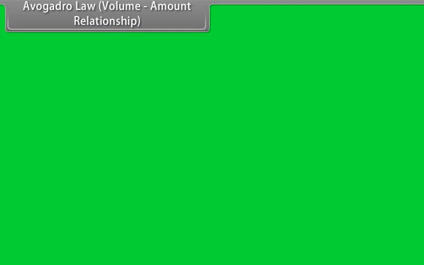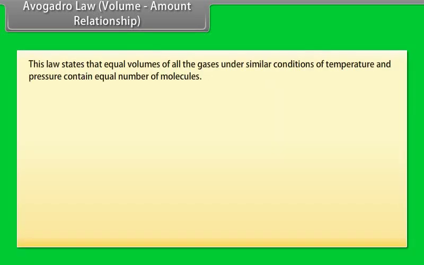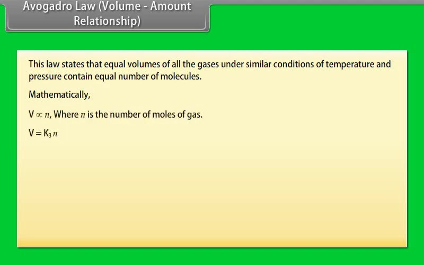Avogadro's law, volume-amount relationship. This law states that equal volumes of all gases under similar conditions of temperature and pressure contain an equal number of molecules. Mathematically, volume is directly proportional to the number of moles of gas. V is equal to K3 n, where K3 is the constant of proportionality.